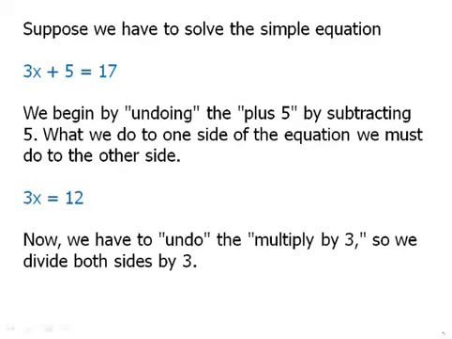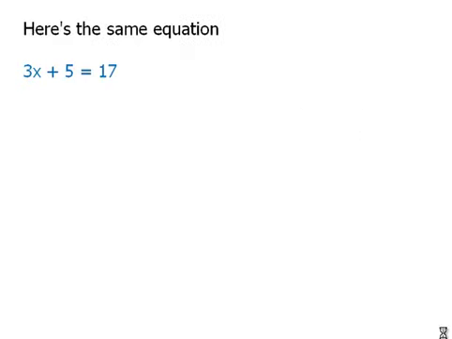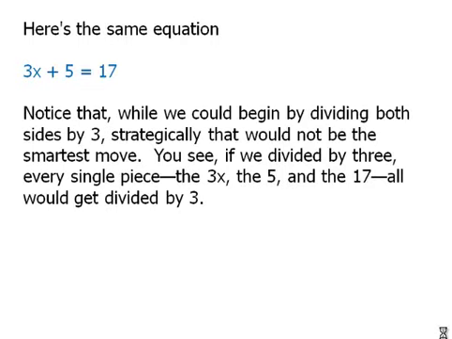Now we have to undo the multiply by 3, so we divide by 3. And of course, when we divide both sides by 3, we get x equals 4. That's the answer.